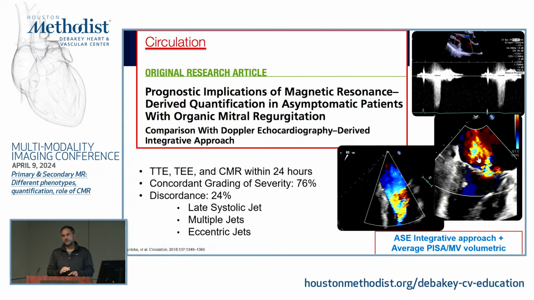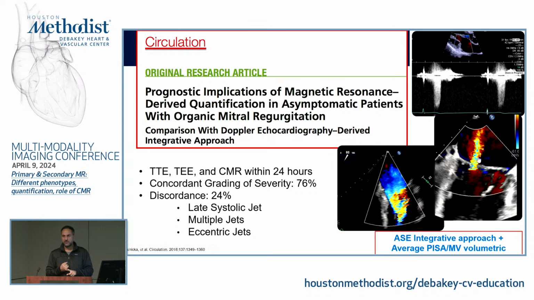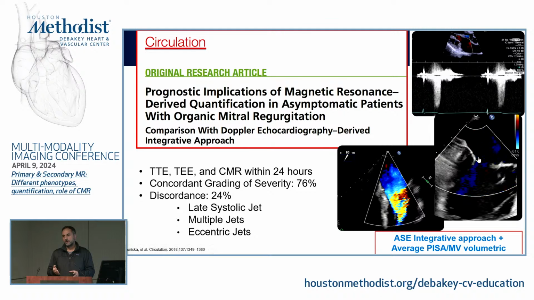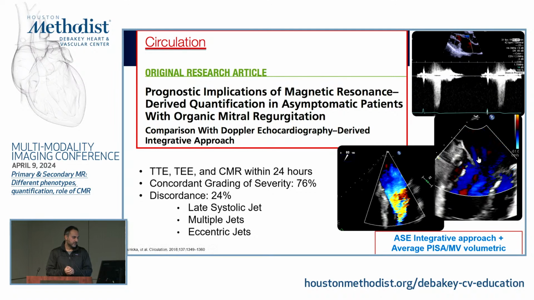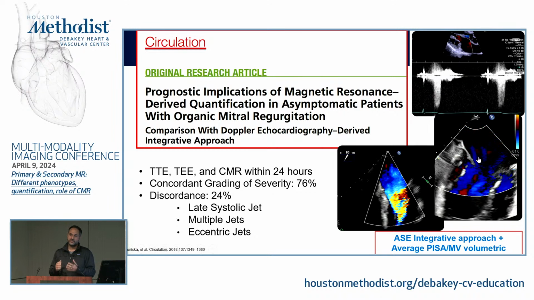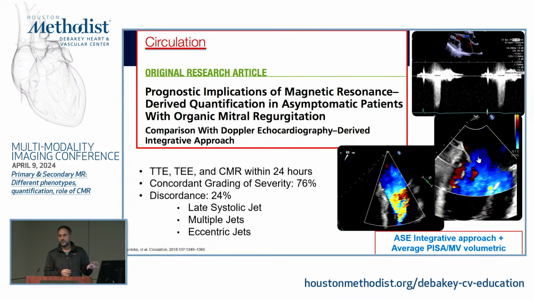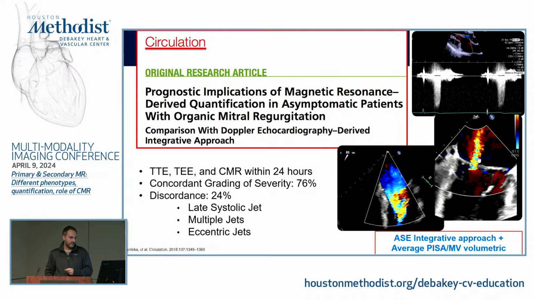The discordance between grading was 24%, and discordance was mostly found in late systolic jets, multiple jets, and eccentric jets, which are the ones that we struggle with, and which, if you think about it, PISA struggled with, right? So it's more of an argument here to use the volumetric method. I think whenever you see those cases, use the volumetric method when you're reading the echo to quantify mitral regurgitation.